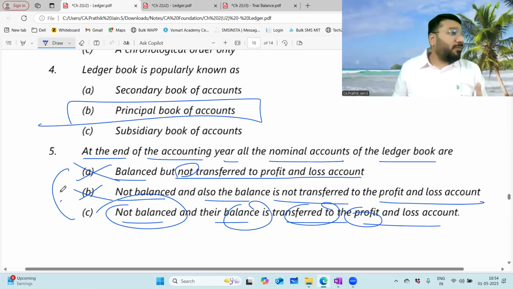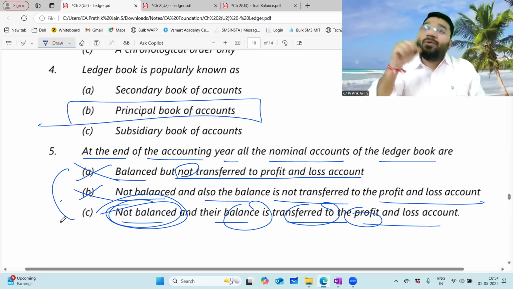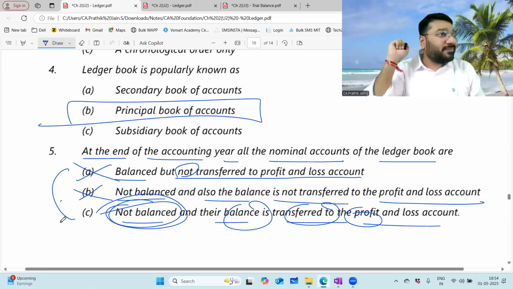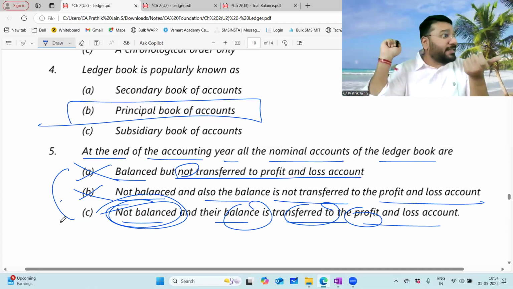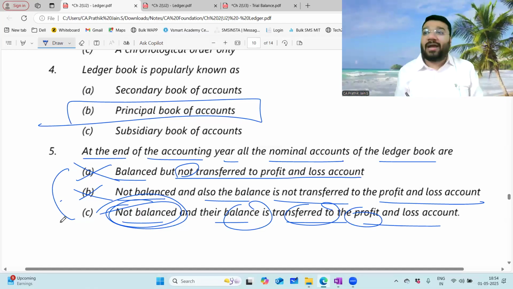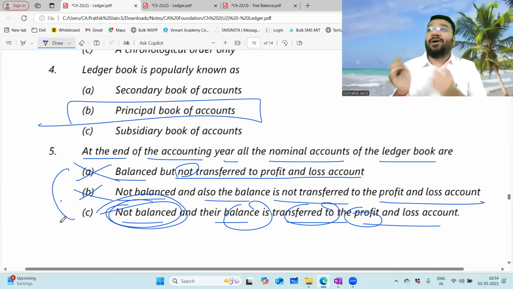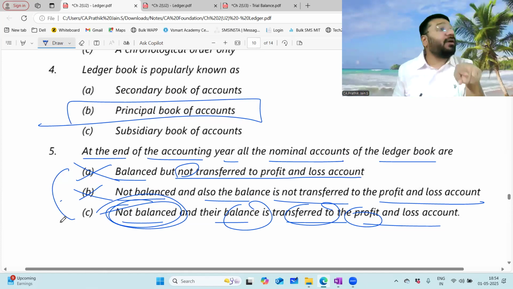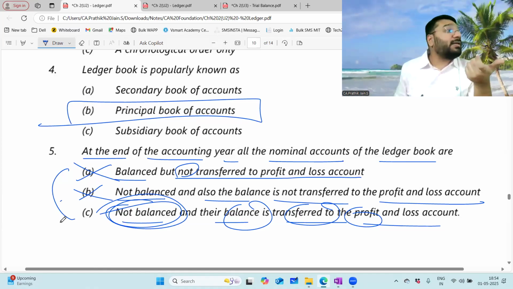But even C is actually wrong, because all the nominal accounts are balanced. If the nominal accounts are not balanced, how the hell did they appear in the trial balance? Which column will it come in? How did you know about it? Only based on the balance of the ledger will you decide whether it goes to the debit column or the credit column. If you are putting purchase in the debit column of the trial balance, how did you know purchase should go to the debit column? Don't tell me he's mugged up that purchase will go to the debit column. Anything recorded in the trial balance is based on the balance. If the balance is coming on the debit side, it will go to the debit column. If the balance brought down is on the credit side, it will go to the credit column.